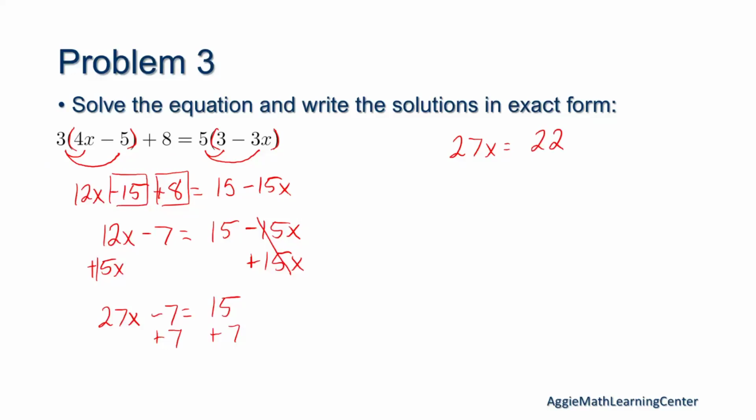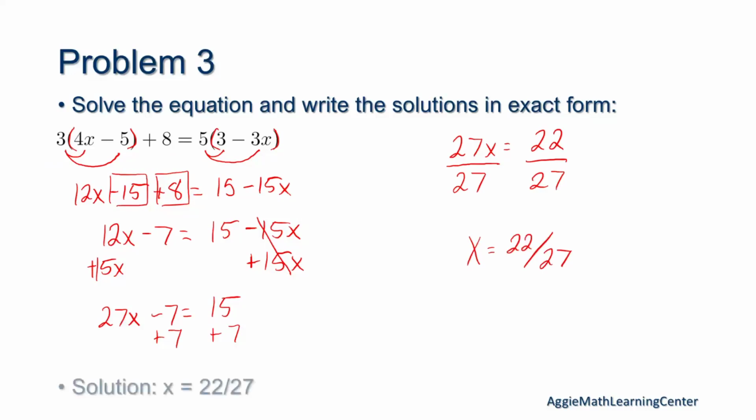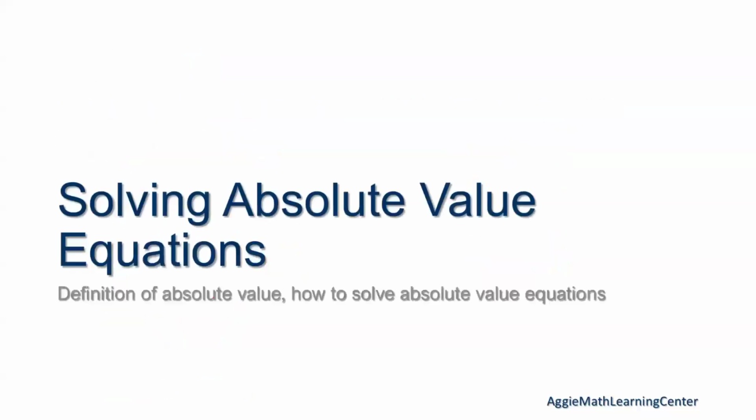Divided by 27. Yep, because it's multiplication, we'll do that inverse operation. We'll divide by 27. So x equals 22 over 27. If we plug that back into our equation, it would work. We'd have a true statement. Sweet. Any questions about this type of thing?